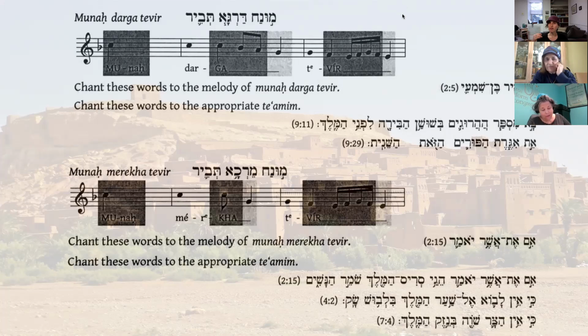Mercha, Munach Merchat Tevir. Tipacha, tipecha. So Tipacha, it's not that high. Tevir. Tibacha. It's a leap, which is unusual. Usually we get a little more. We don't have to leap between ta'amim, but here we do.